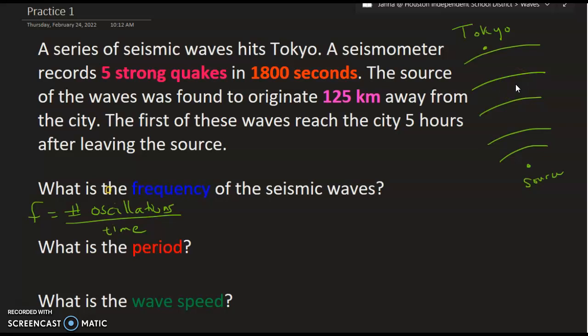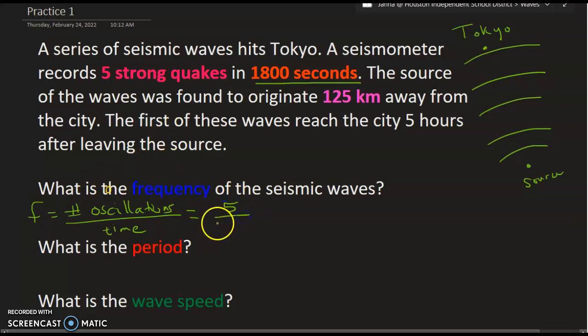But Tokyo experiences these 5 waves in succession. It takes 1800 seconds. So the time value we're actually going to use is the 1800 seconds. It's the number of waves that actually hit Tokyo per unit time. Number of oscillations, there are 5. And they hit Tokyo in 1800 seconds.